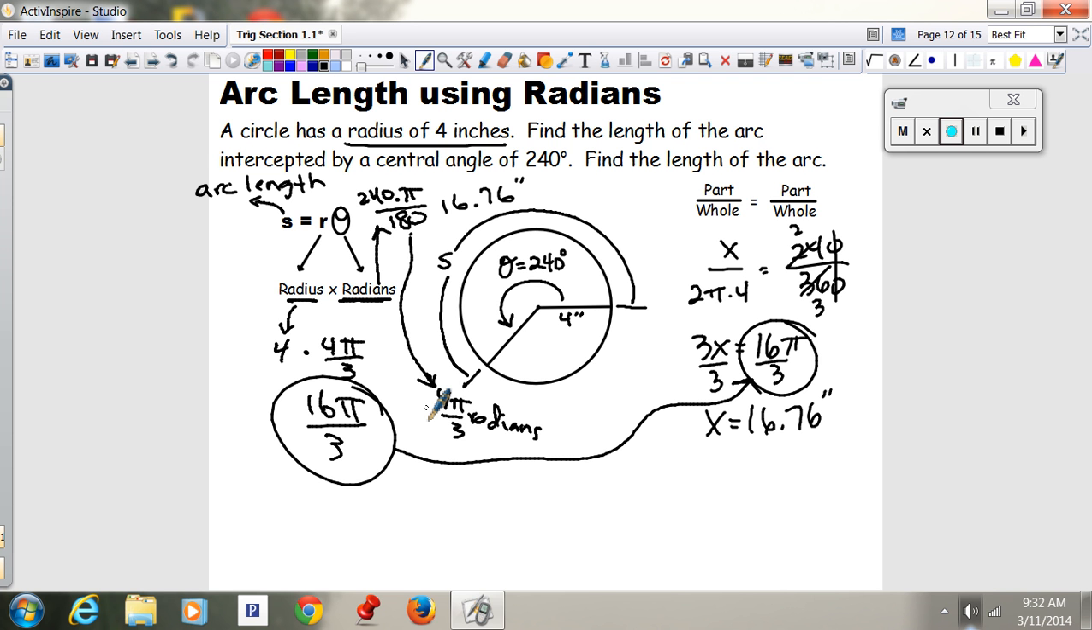And a lot of them are on your unit circle, so you could just get them from there. But that's a much quicker formula if you know the radius and you know how many radiuses there are. Just multiply them together and you'll have your arc length. It's a lot quicker. So that would be arc length. Now in your homework they're going to give you all the numbers you need. You're just going to multiply them. So it's going to be a lot easier for you on that.